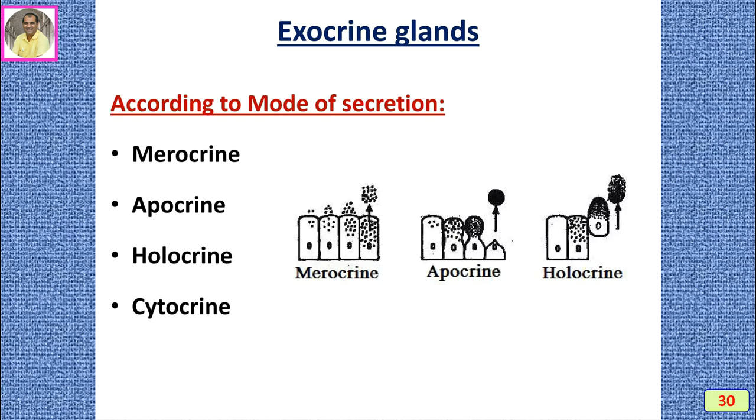then apocrine gland, then holocrine, and cytocrine. So depending upon the type of the secretion and which type of the cells are involved in secretion of the cells. So the merocrine glands, the secretions are very simple. They will come out of the same cell by simple diffusion, whereas the apocrine means some part of the cells which are going to secrete, they will come out as such. Whereas the holocrine means whole secretory cells will come out.